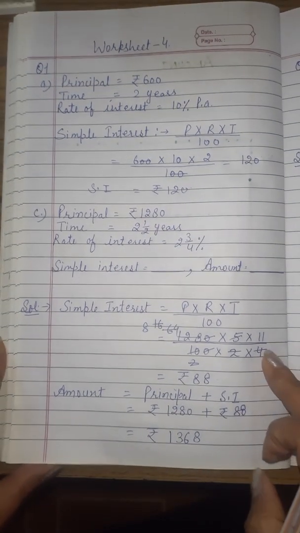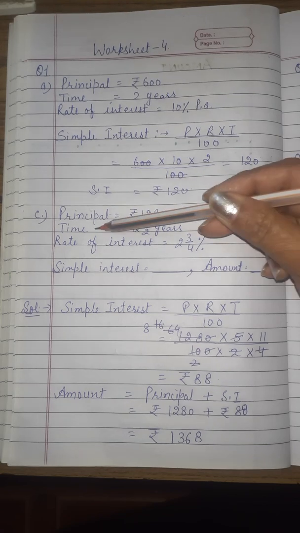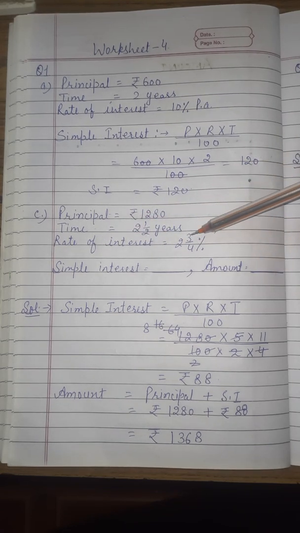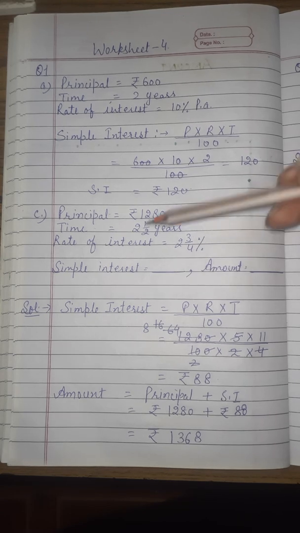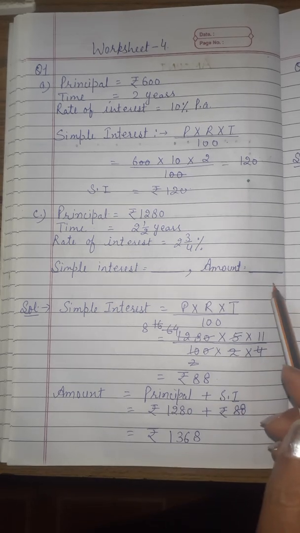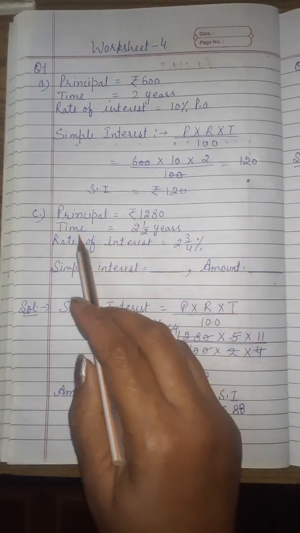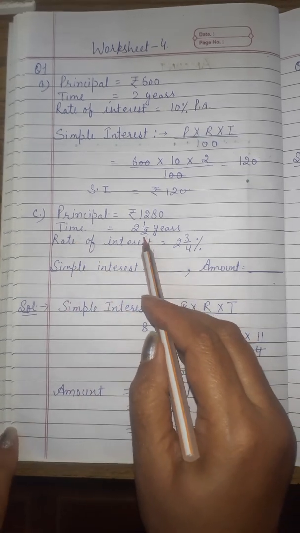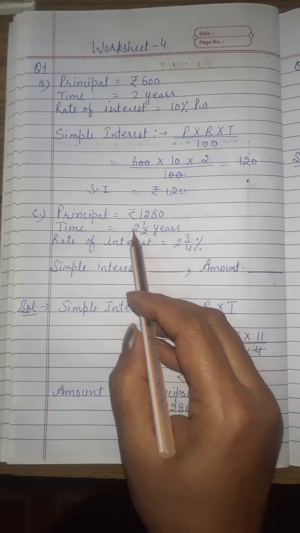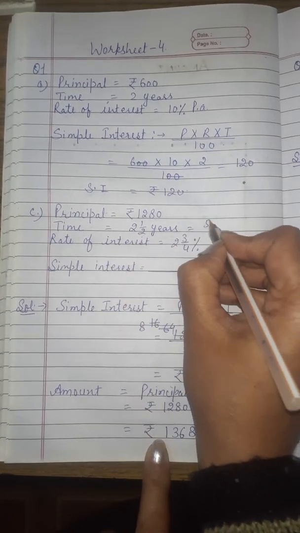Okay. Now in the next question, we are given principal 1280, time 2.5 years, rate of interest 2 whole 3 upon 4%, and here we have to calculate simple interest and also amount. So look at the terms. Principal is given, but time is in a mixed number. So first we will convert it into a fraction. So 2 whole 1 upon 2 years is written as 5 upon 2 years.